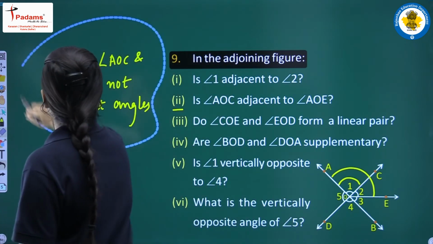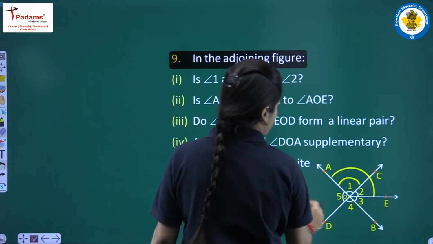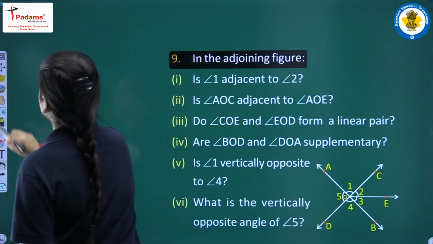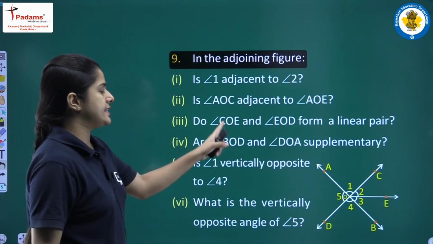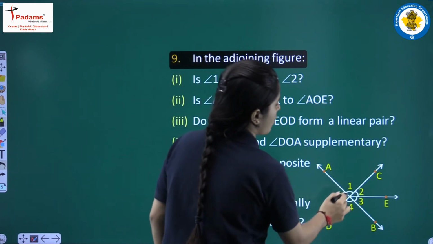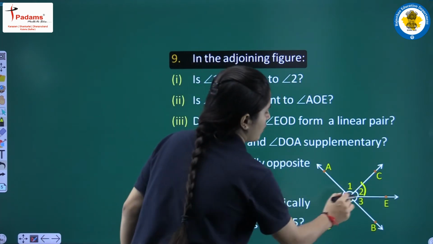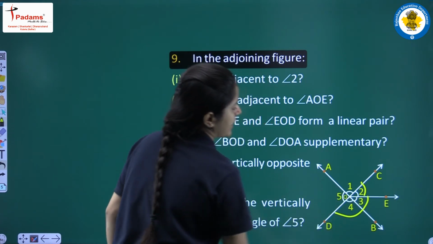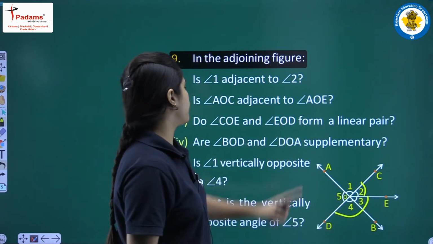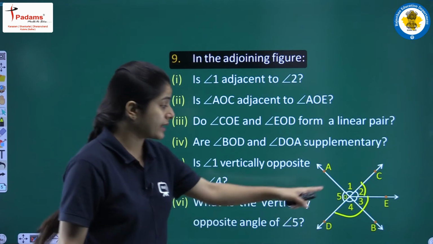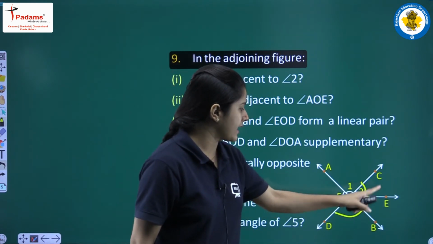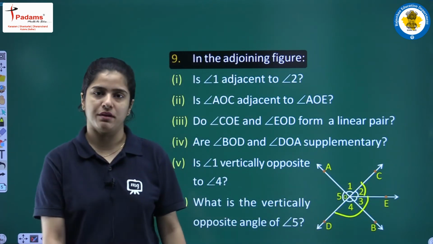We'll be looking at the third part. What is the third part, students? Have a look at the third part. Do angle COE, that is angle 2, and EOD, EOD means this angle, form a linear pair? You have to find out whether angle 2 and angle EOD form a linear pair.